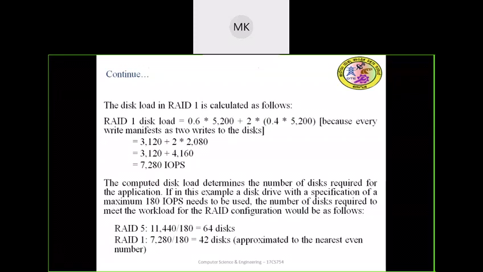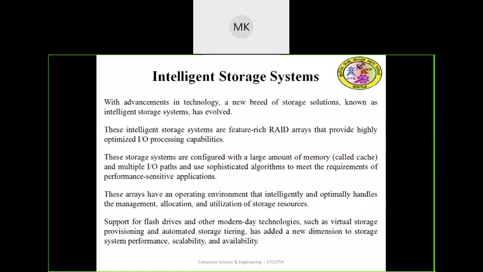The computed disk load determines the number of disks required for the application. In the example, disk drives with a specification of a maximum 180 IOPS need to be used. The number of disks required to meet the workload for the RAID configuration would be as follows. RAID 5 is 11,440 divided by 180, that is 64 disks. RAID 1 is 7,280 divided by 180, that is 42 disks, approximated to the nearest even number.